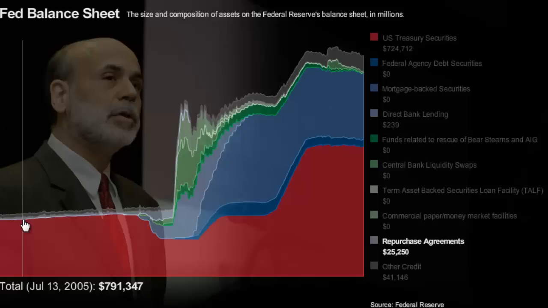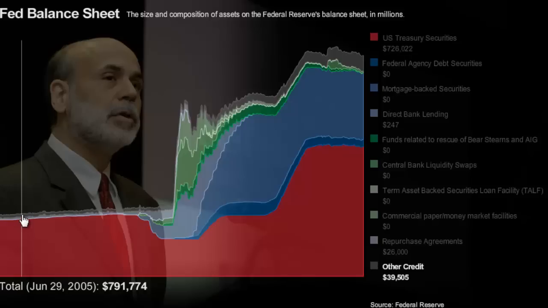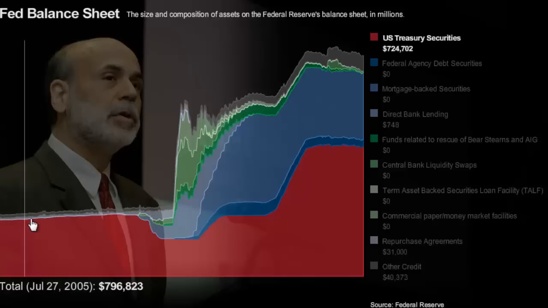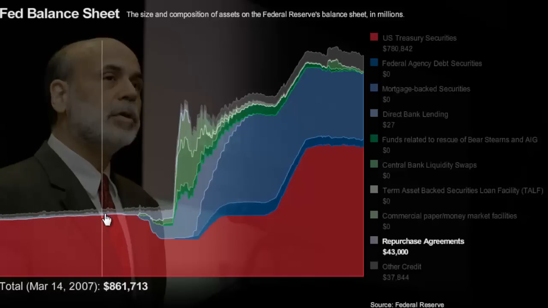You'll notice there's very little of things like repos, things like direct bank lending. There's only a few million really of bank lending, because in a normal economy it's very rare for banks to have to come borrow money from the Fed. It's common that banks will have to borrow reserves, but they can go to the interbank market. They can borrow reserves from each other. That's the federal funds market. So the amount of bank lending is typically very small. You can see that's that little layer here at the top.